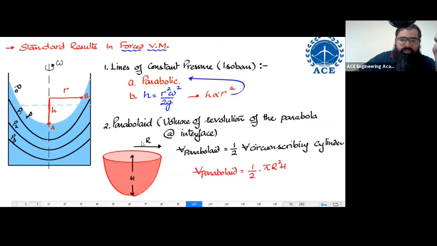What are the applications of these things? Sir, paraboloid is a vacant space. Yes, Yash Patel, paraboloid is a vacant space over here. Very good, Venkatramana.